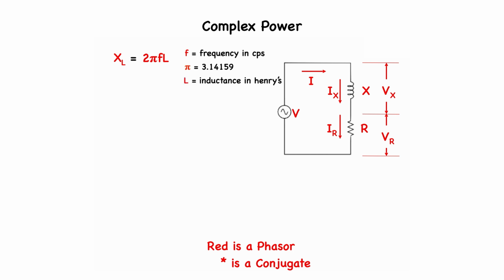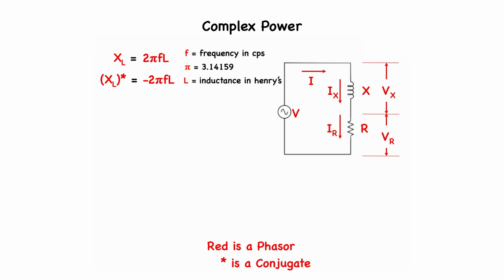It is going to be described as X subscript L, which we know is given by the frequency and the inductance of that inductor, and it is given by 2 pi FL, where F is the frequency in cycles per second, pi is the infamous 3.14159, and L is the inductance in henries. Now, if we were to take the conjugate of that element, it would just be the minus, which is minus 2 pi FL.